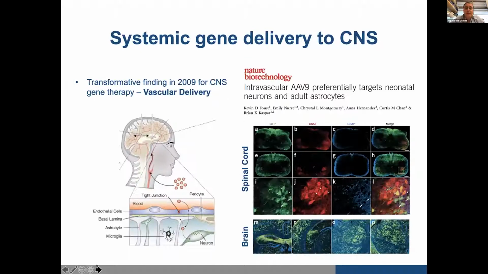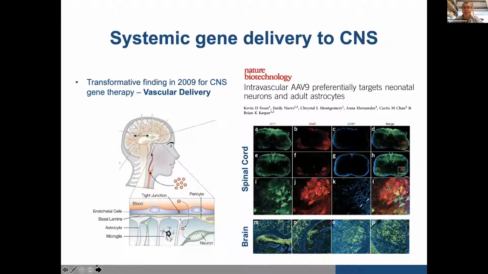In terms of systemic delivery, in 2009, there was a watershed finding that AAV9 can actually cross the blood-brain barrier. So after systemic administration, the blood-brain barrier prevents free passage of most molecules or macromolecules into the brain and regulates tightly what it allows to cross. But it turns out, for reasons that we actually don't fully understand, AAV9 can cross the blood-brain barrier and transduce cells in the central nervous system.